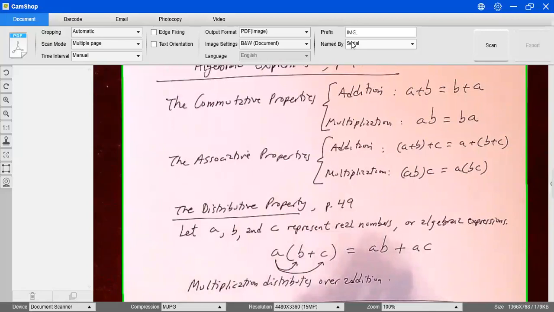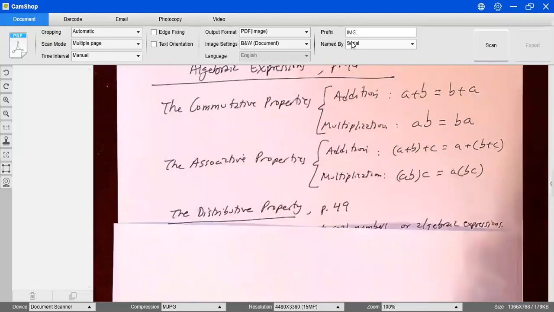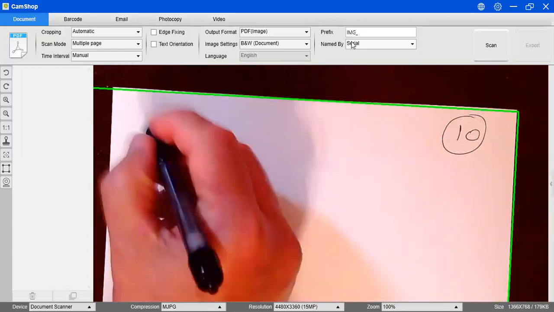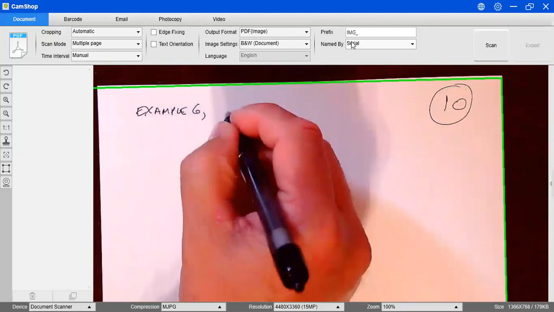So let's work some examples using the distributive property, which is the most important part of this section. And then you're going to have problems to solve, and that is going to be the end of this lecture for today. So we're going to work two examples, and then I'm going to assign you your work. So let's do this. We're going to work example 6, page 49.